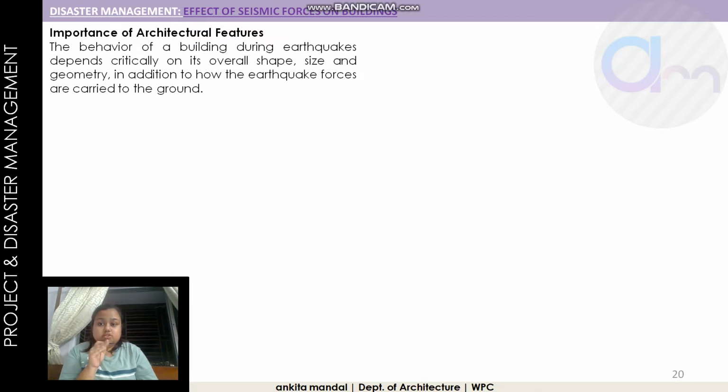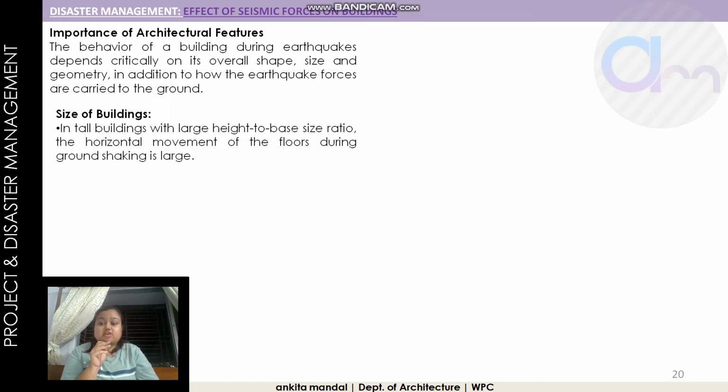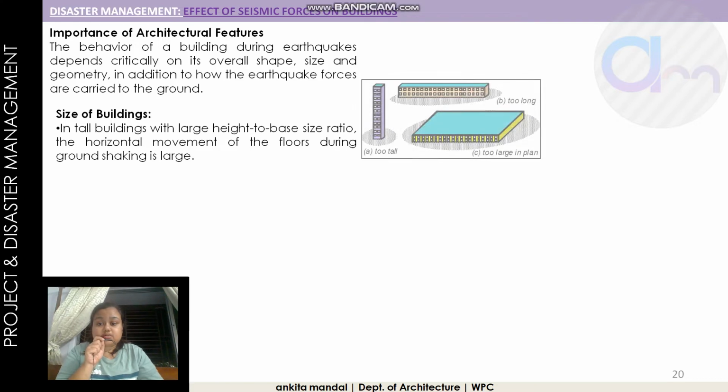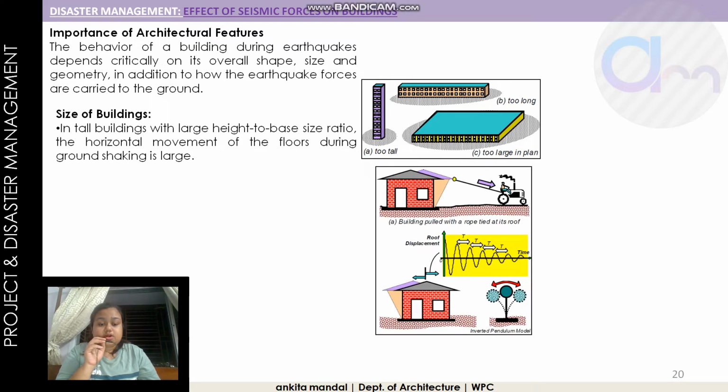So what is the importance of architectural features? The behavior of a building during an earthquake depends critically on its overall size. In a tall building with a large height to base ratio, the horizontal movement of the floors during the ground shaking is large. That is a problem. Think about an inverted pendulum: the longer the pendulum, the larger the shaking will be. The same happens with a very tall building, depending on the ratio of its height.